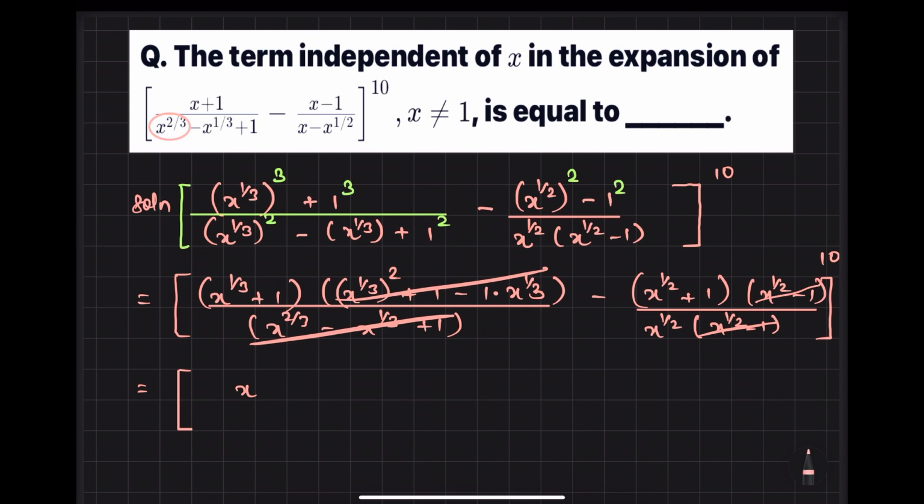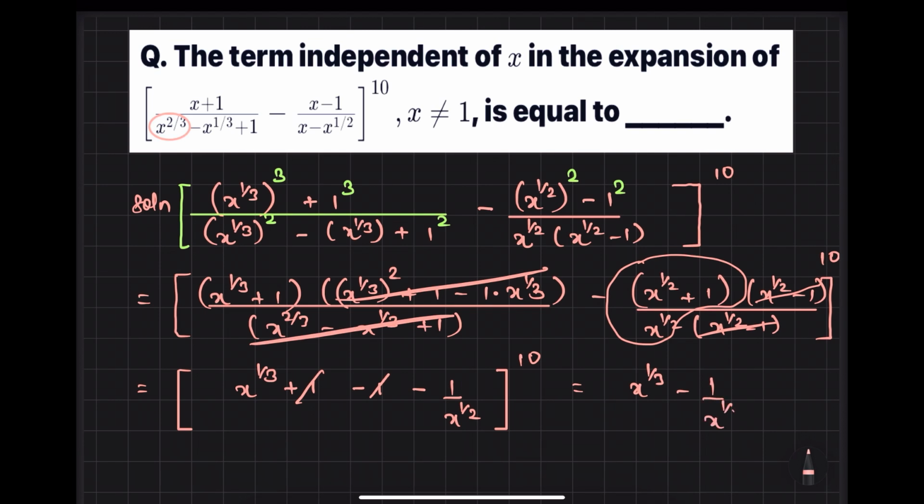from the first element we are left with x power 1 by 3 plus 1, and from the second element you have this thing. Okay, so be a little bit careful. So minus 1 by x power 1 by 2. Okay, so after simplification you can observe that this looks a little bit better. So we can go with this thing, (x power 1 by 3 minus 1 by x power 1 by 2) power 10.